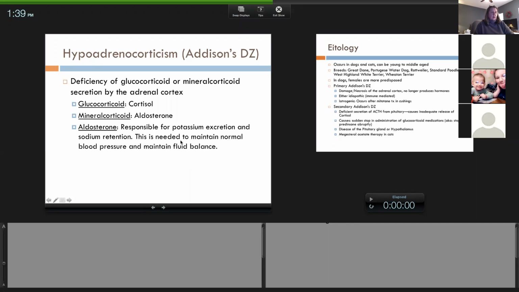But again, you need a balance of sodium and potassium to maintain a normal blood pressure and to maintain normal fluid balance. And this is going to become important when we evaluate an animal for Addison's disease.